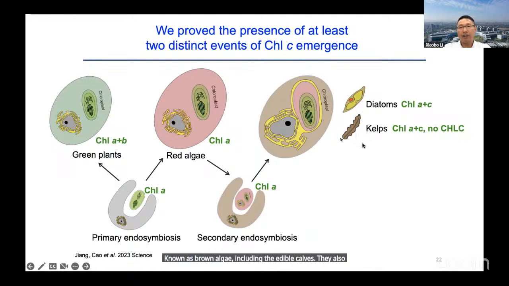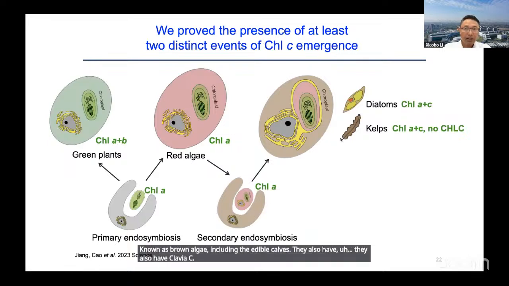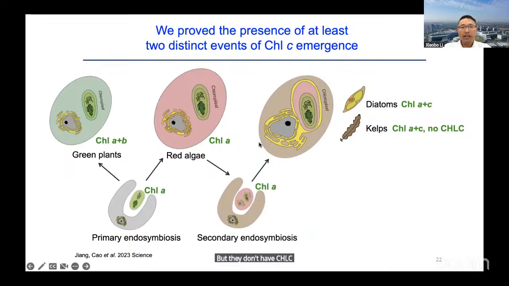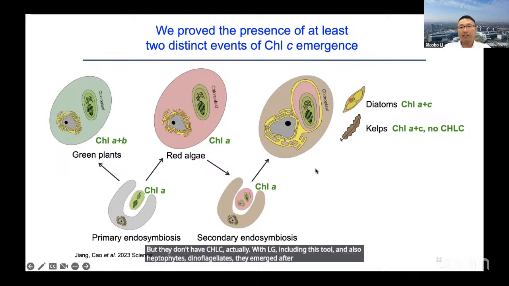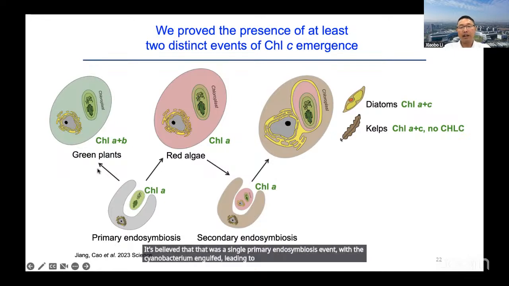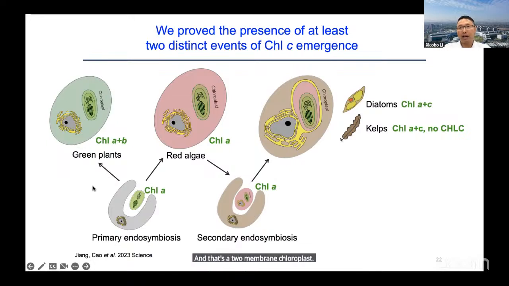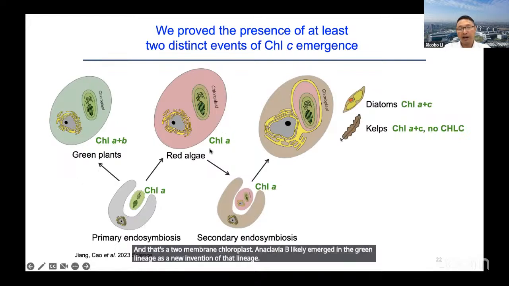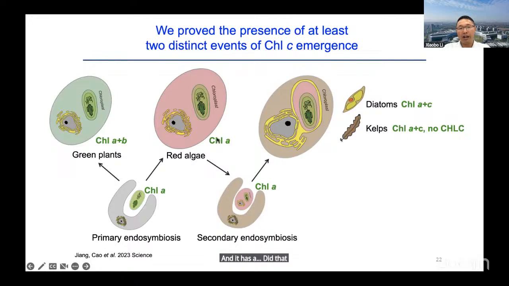They also have chlorophyll C, but they don't have CHLC actually. This algae, including these 2 and also haptophytes and dinoflagellates, emerged after complex endosymbiotic events. It's believed that there was a single primary endosymbiosis event with a cyanobacterium engulfed, leading to the chloroplast in green plants and red algae. And that's a 2-membrane chloroplast. Chlorophyll B likely emerged in the green lineage as a new invention of that lineage, and red algae only have chlorophyll A.